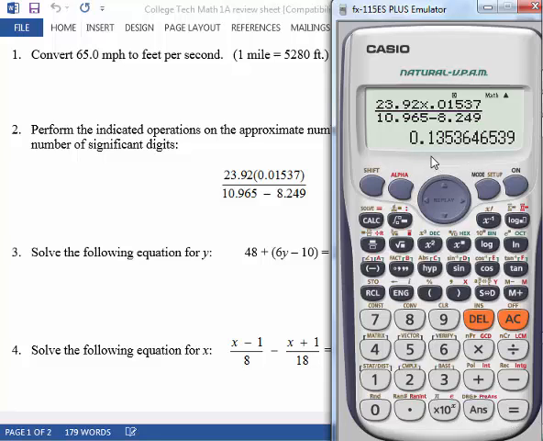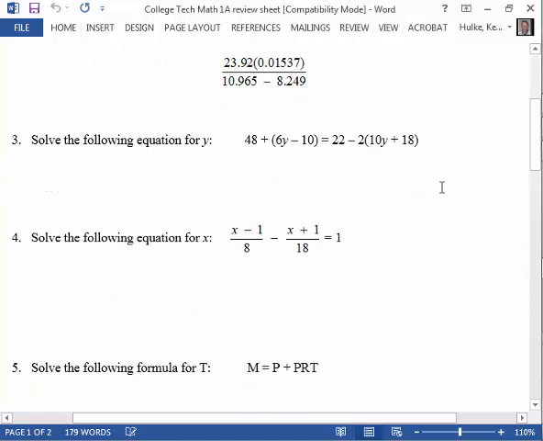And when we press equals, it gives us a decimal. Now, in our decimal, we can't have more sig figs than we've got in our question. So we've got 4 here, we've got 4 here, we've got 5 here, and we've got 4 here. I believe our answer is going to have 4 sig figs. So if you look here, this 4th decimal place is a 3, so we have to go to the place after it. Since that's a 6, we're going to change the 3 to a 4. So our answer will be 0.1354.